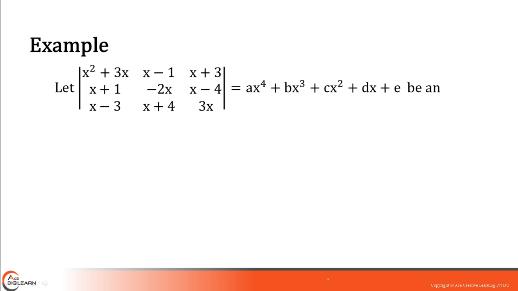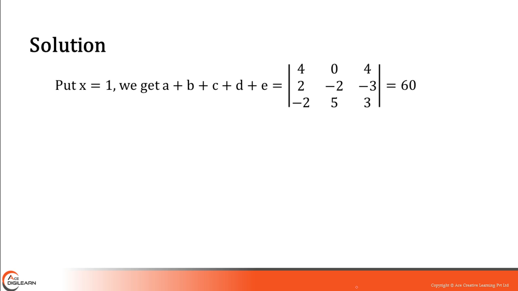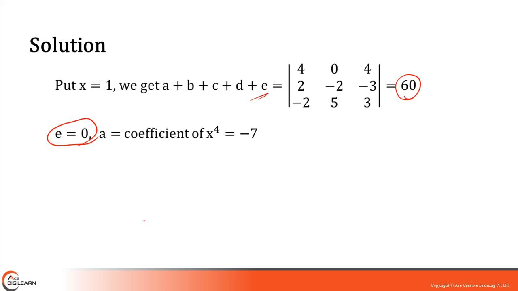Let us see one more question. Let the given determinant be equal to a polynomial of 4th degree. Then we need to find the value of the step of (a plus b plus c plus d plus e) by (a plus e). The options are 6, 7, 8, 9. We can observe from the given determinant that we can put x equals 1. We get the value of a plus b plus c plus d plus e as 60. And to get the value of e, put x equals 0, we get the value of e as 0.